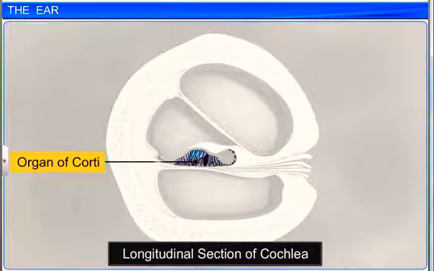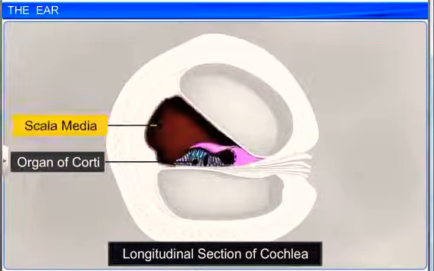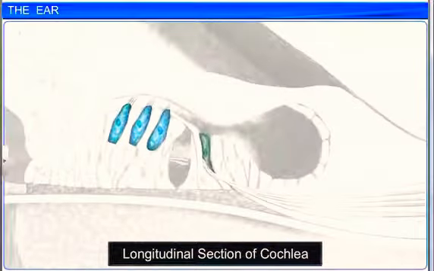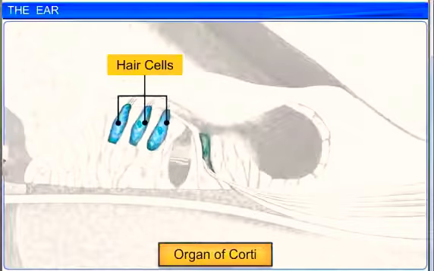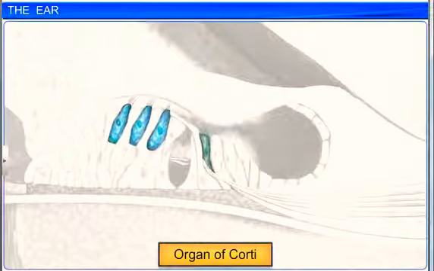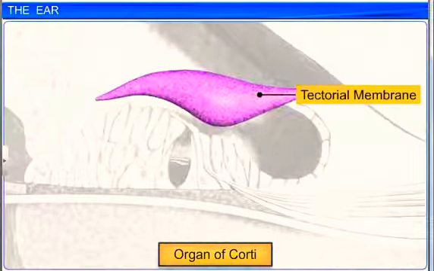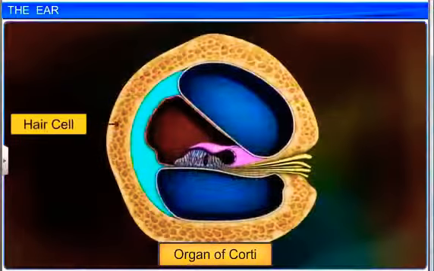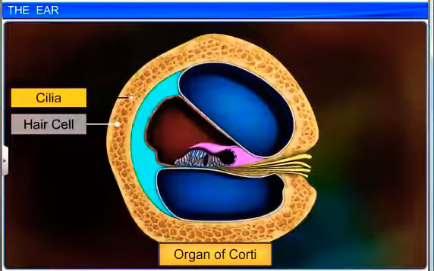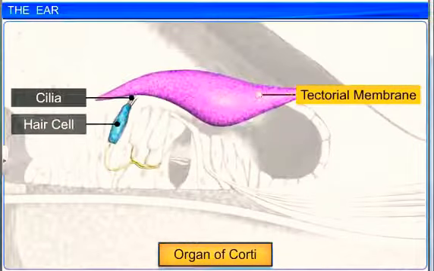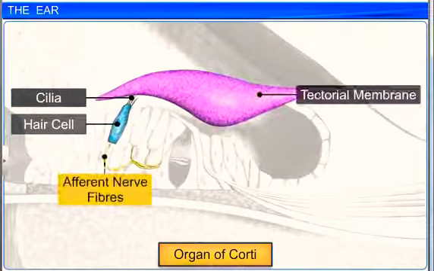The organ of Corti, located in the scala media, is the actual receptor of sound. It is composed of hair cells that act as auditory receptors. Above the row of hair cells lies a thin elastic membrane called the tectorial membrane. Each hair cell has cilia on an apical part which are in contact with the tectorial membrane, whose basal end is in contact with afferent nerve fibers.